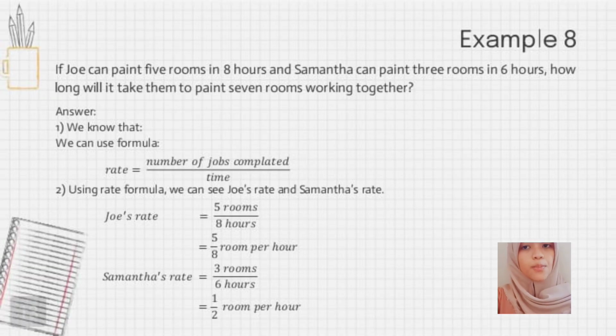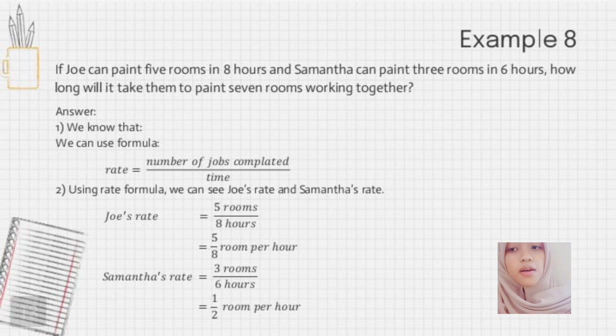Then we move to example 8. If Joe can paint 5 rooms in 8 hours and Samantha can paint 3 rooms in 6 hours, how long will it take them to paint 7 rooms working together? The answer: first, we have to know that we can use the rate formula. Rate is the number of jobs completed per time. Using the rate formula, we can find Joe's rate and Samantha's rate.